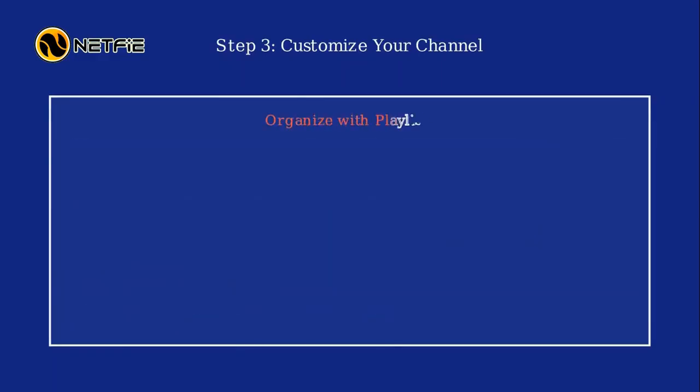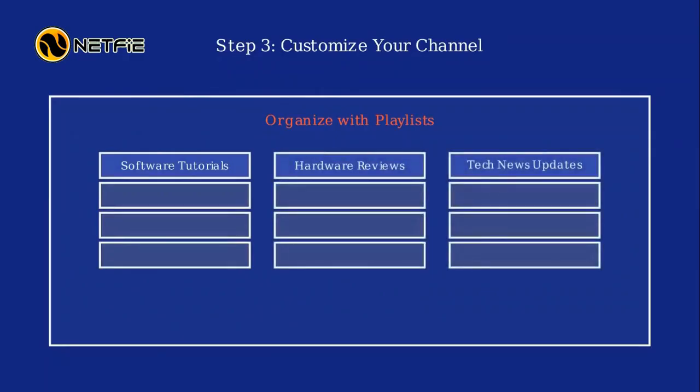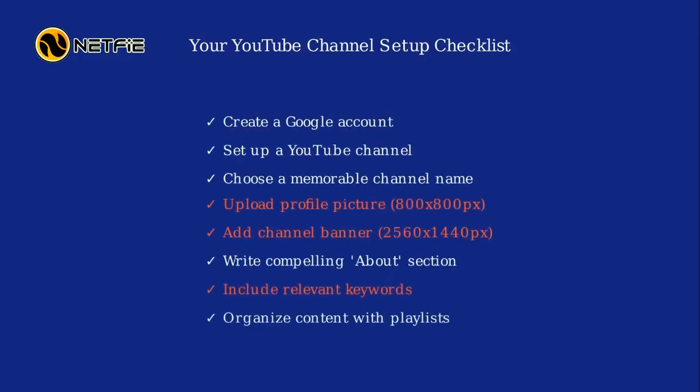Finally, organize your channel by creating playlists for different content categories. This makes navigation easier for viewers and helps them find the specific content they're looking for. Let's review the steps to set up your YouTube channel. Follow this checklist to ensure you've completed everything needed to start uploading videos.